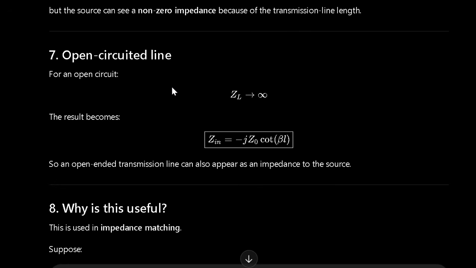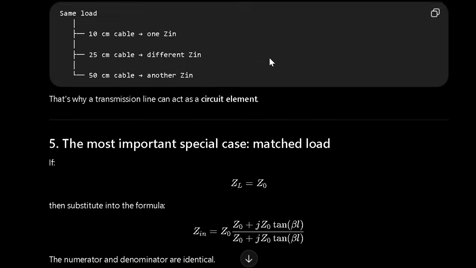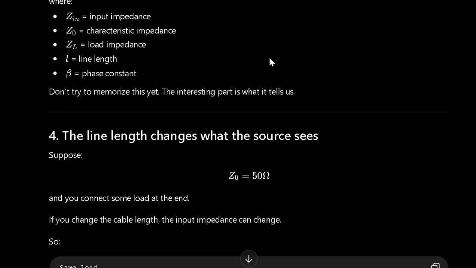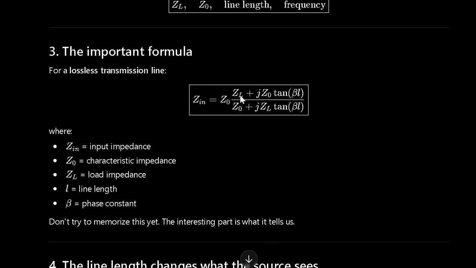Open circuit line. For an open circuit, ZL is infinite. The result becomes, if we solve this using the previous logic, here we put ZL by ZL, and here Z0 by ZL. So this ZL by ZL is 1.